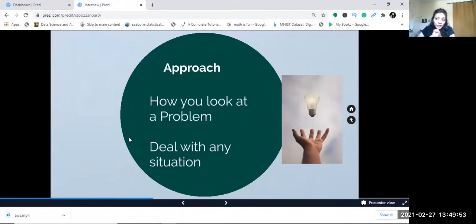Now the interviewer is really looking for smart people who have a different approach, or even not a different approach, at least an approach which can solve a problem. You have an outlook. How do you look at that problem? How do you seek a solution for it? How do you deal with that situation? So I'll share my experience.